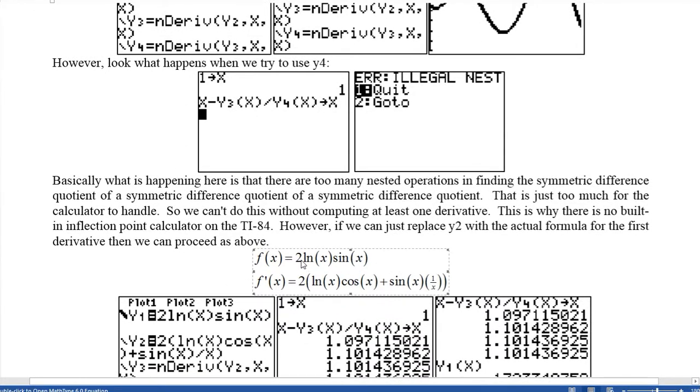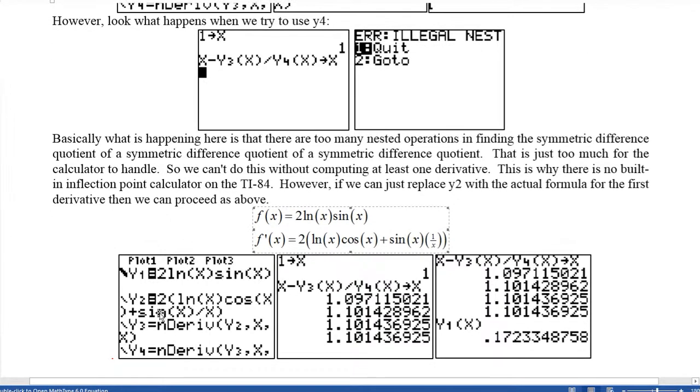Okay, so our original function is 2 natural log of x times sine of x. So I pulled the 2 out front. First part is log of x times derivative of sine x, which is cosine x, plus sine of x times derivative of log x, 1 over x. And I basically just entered it just like that for y2, replacing the numerical derivative. Now when I go back to store 1 as x and try to do this, x minus y3 of x divided by y4 of x, store as x, and execute that with Newton's method, it does work.